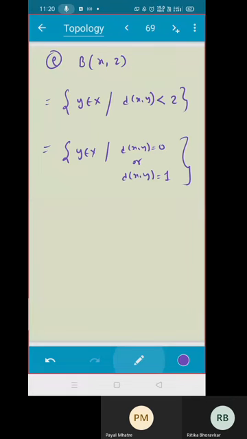Do you understand the logic? Maya, Ritika, Shreyas, do you understand what I'm trying to say? I'm trying to say in discrete metric space, you take any 2 points of the set X. What is their distance going to be? It is either 1 or 0. Do you agree?